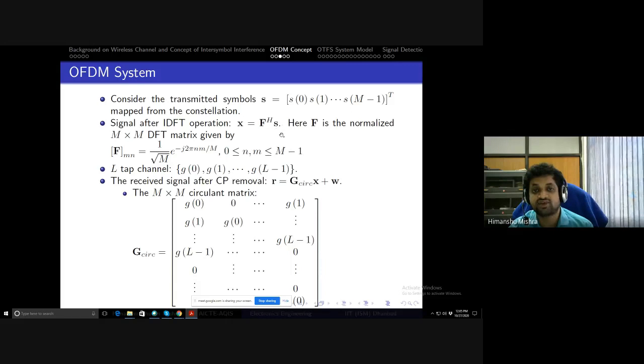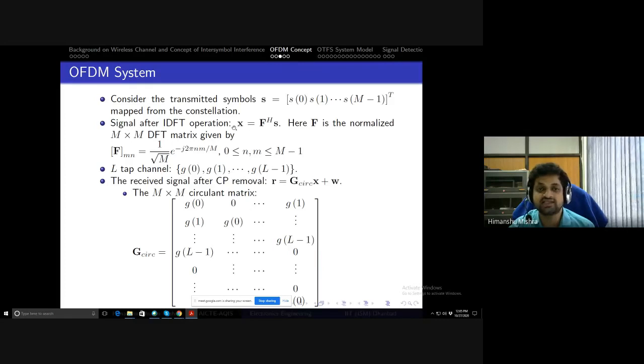So this S is the vector. This is the transmitted vector, or you can say the vector in the frequency domain. That means all these signals are taken from the constellation. These points are the constellation symbols. The length is M, meaning these are the signals at each of the subcarriers. So this S vector is in the frequency domain, and X is in the time domain.